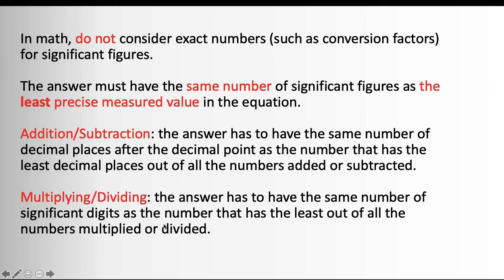Multiplying and dividing, the rule is slightly different. My answer has to have the same number of significant digits as the number that has the least amount of significant digits out of all the numbers that are multiplied or divided. So when we multiply or divide, we look at the total number of significant digits out of all the numbers. When we add or subtract, we look at the numbers of decimals, so the numbers after the decimal point.